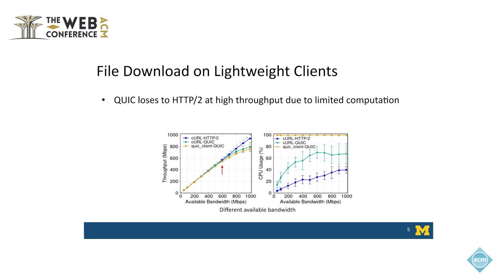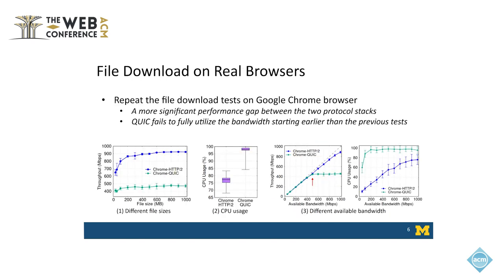When the available bandwidth is relatively low, all the clients can catch up with the bandwidth. However, when the bandwidth grows large enough, after around 600 megabits per second, QUIC's actual throughput starts to be bottlenecked, and we see a noticeable disparity between QUIC and HTTP2. We repeat the file download test on Chrome, and we see a more significant gap than in previous experiments with lightweight clients. The bottleneck bandwidth appears earlier, at around 500 megabits per second, where QUIC fails to fully utilize the available bandwidth.